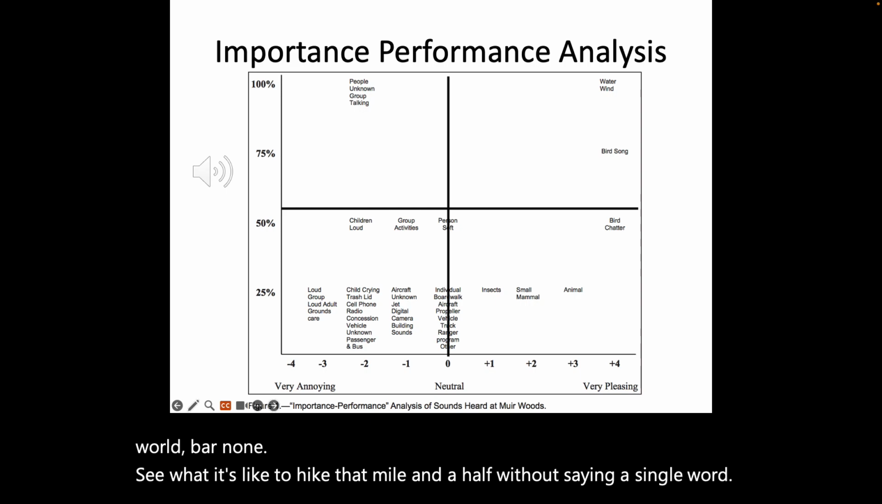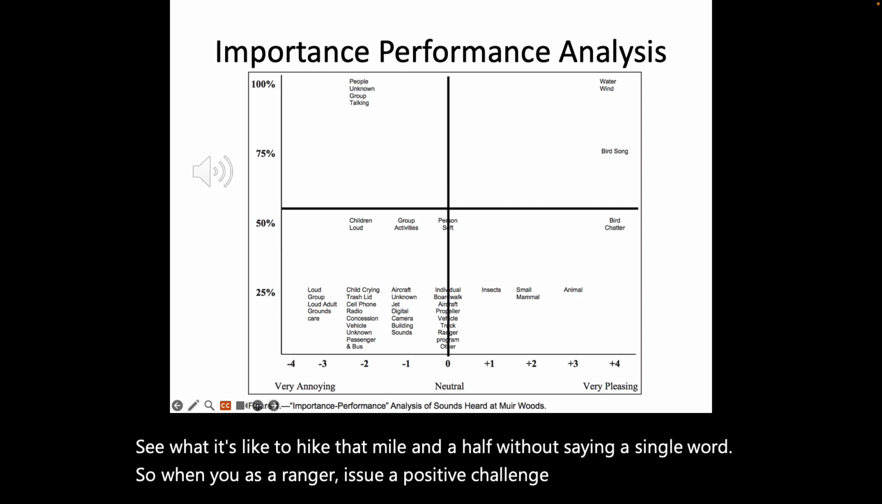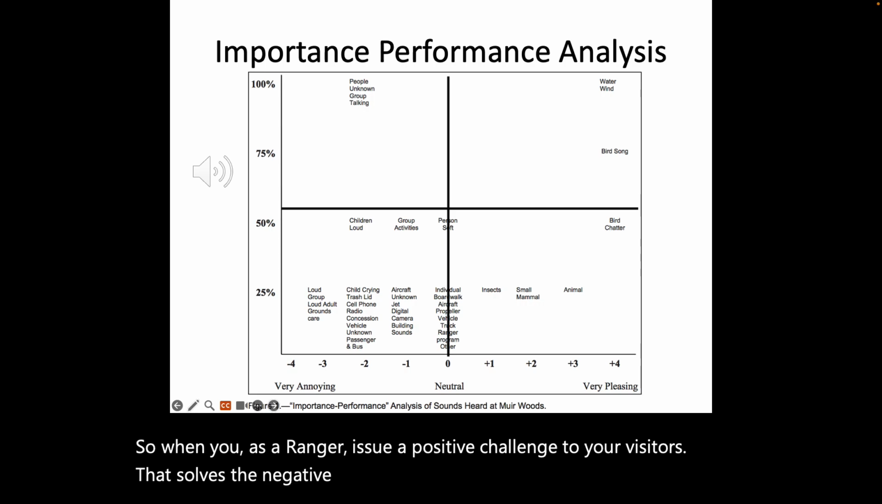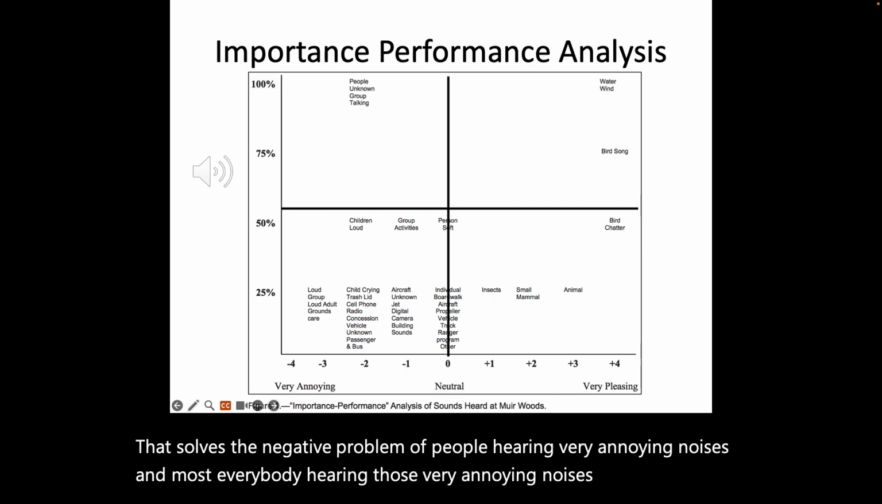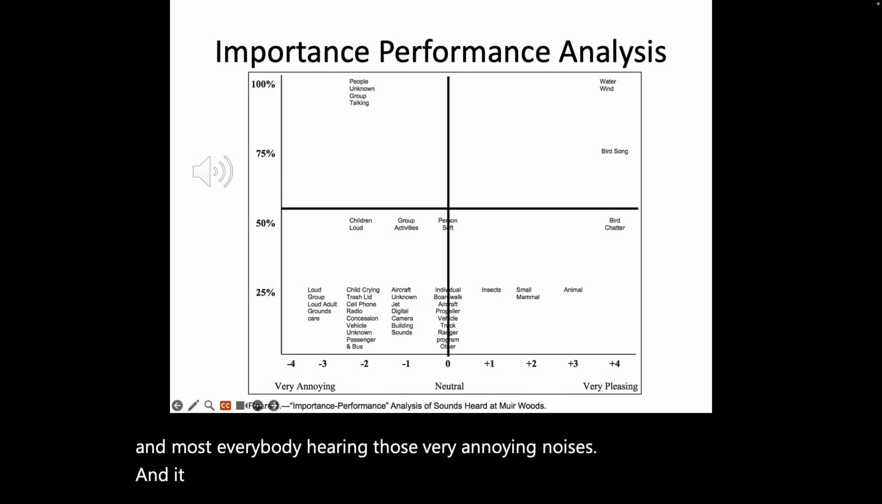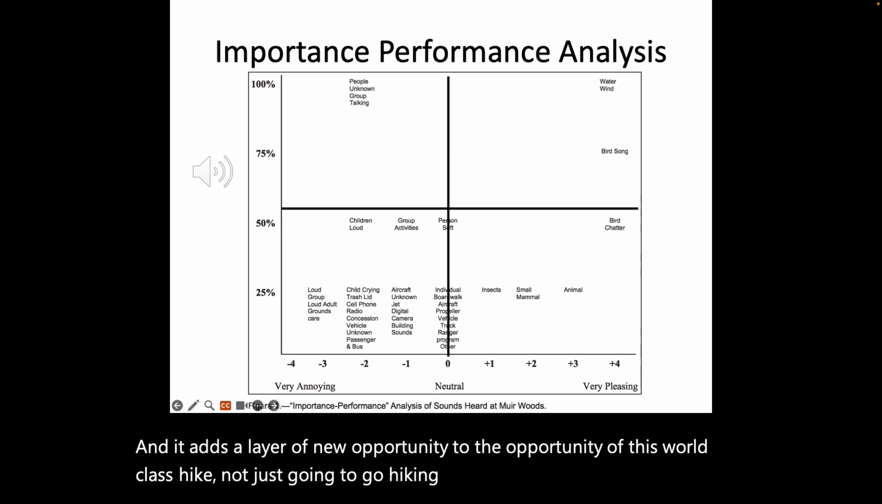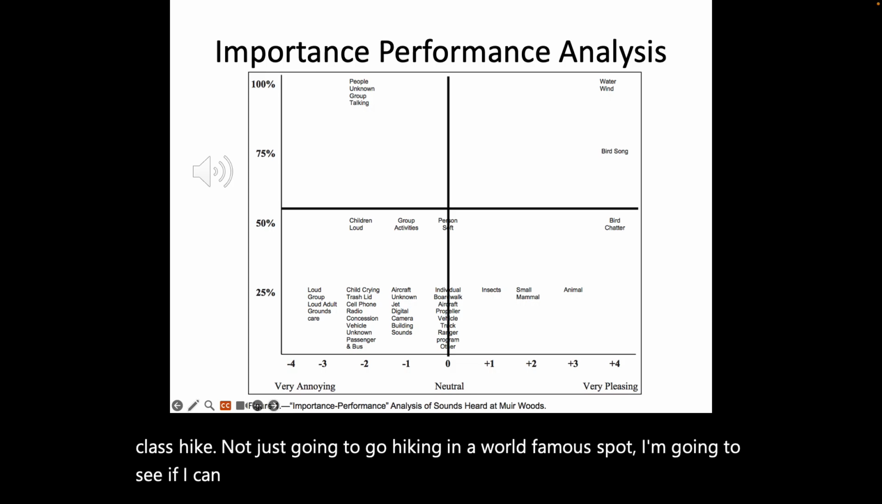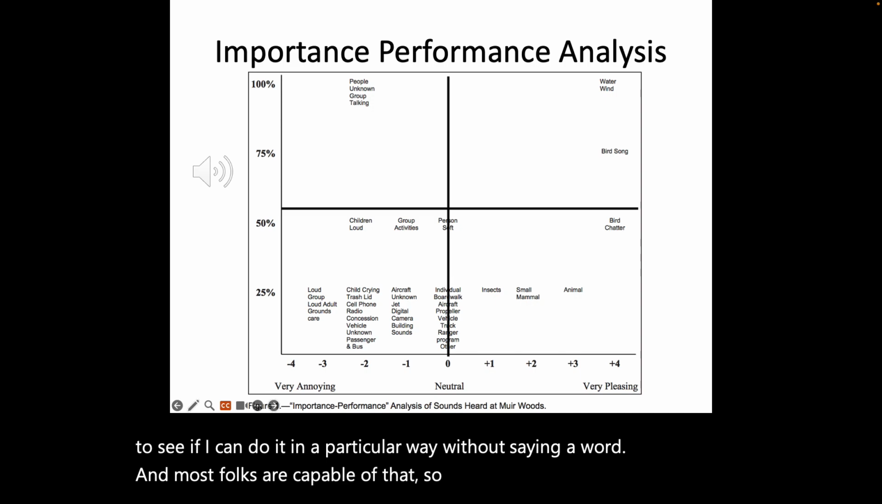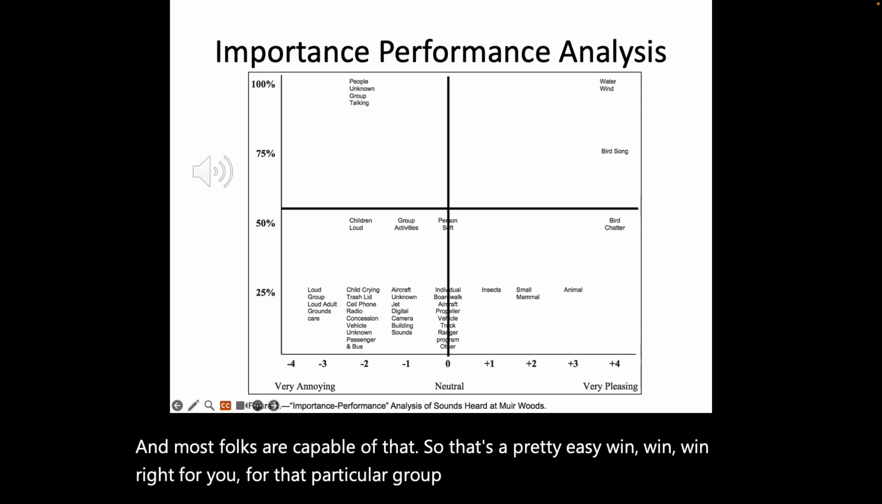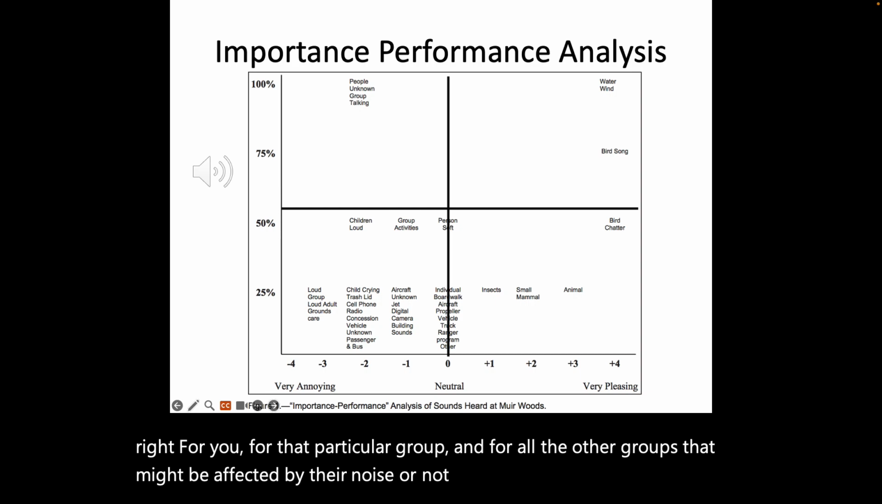So when you as a ranger issue a positive challenge to your visitors, that solves the negative problem of people hearing very annoying noises, and most everybody hearing those very annoying noises, and it adds a layer of new opportunity to the opportunity of this world-class hike. I'm not just going to go hiking in a world-famous spot. I'm going to see if I can do it in a particular way without saying a word. And most folks are capable of that, so that's a pretty easy win-win-win, right? For you, for that particular group, and for all the other groups that might be affected by their noise or not affected by it, okay?